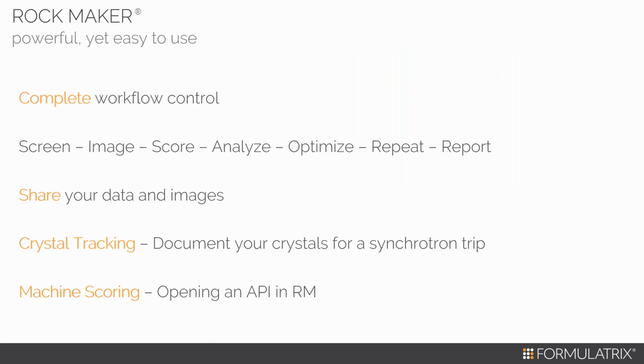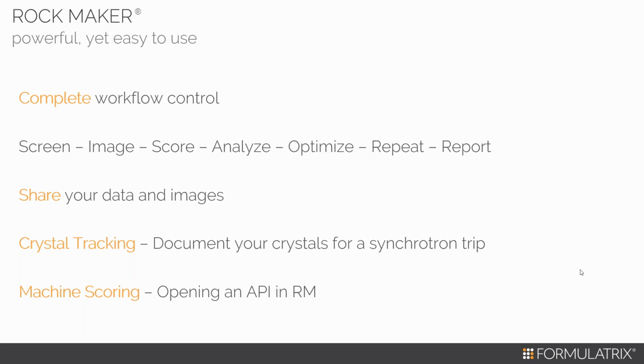Coming on to the third part, the RockMaker software. As most of you are aware, it's the master software of FORMULATRIX, which has complete control over your whole protein crystallization workflow. So you can go from screening your experiments to imaging them, to scoring them, analyzing them, optimizing potential hits, and repeating the whole process until you finally get a crystal. And once you do, you can generate various kinds of reports and share them with your collaborators, with your colleagues, with your bosses, and the scientific community.